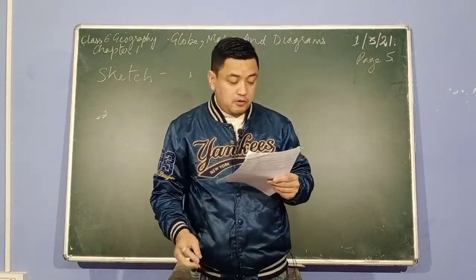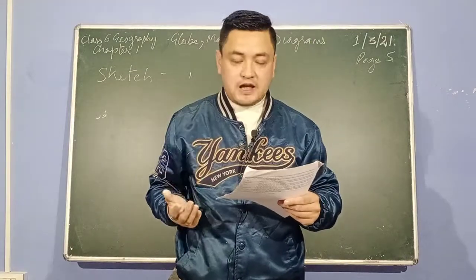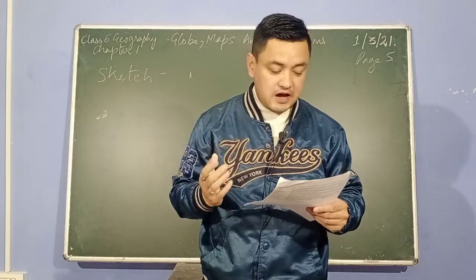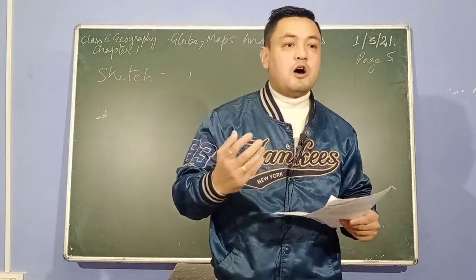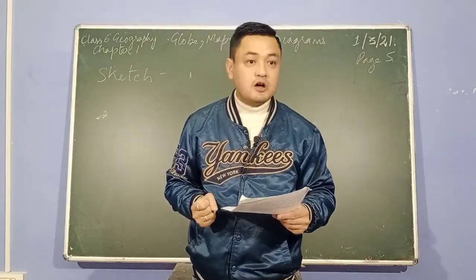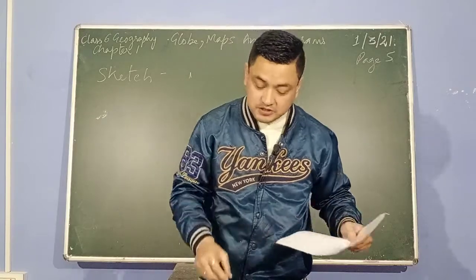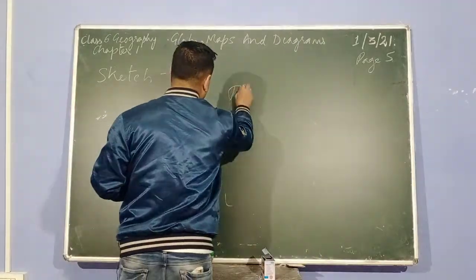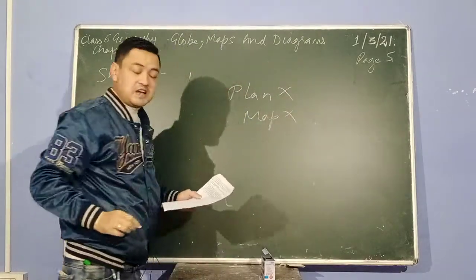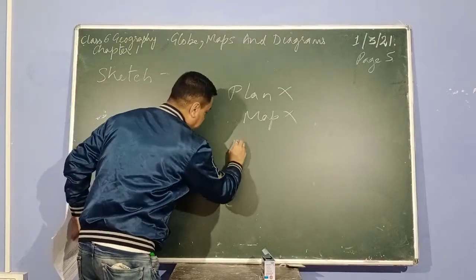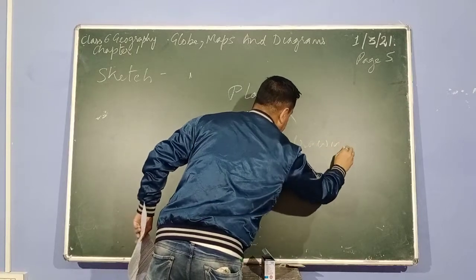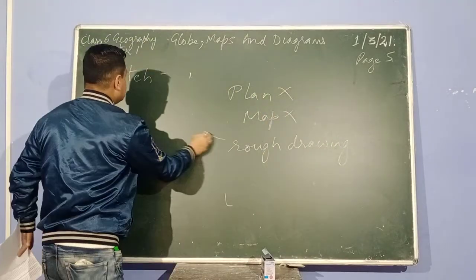By now a map shows the features of an area according to a scale, but sometimes we need a rough drawing of an area to tell us or to find the location of our friend's house. So in order to do that, we need a sketch, not a map, or not a plan also. Map also we do not need to find the friend's house. What we need is a rough drawing of a particular place. So, rough drawing is called a sketch.